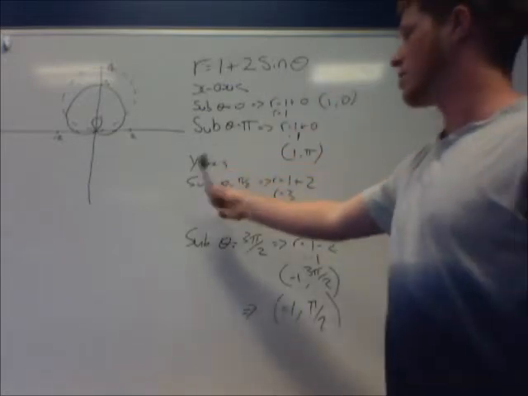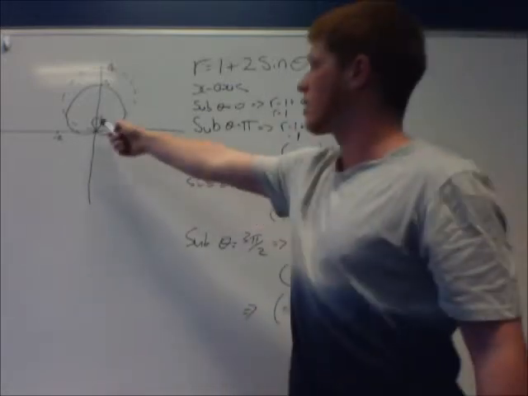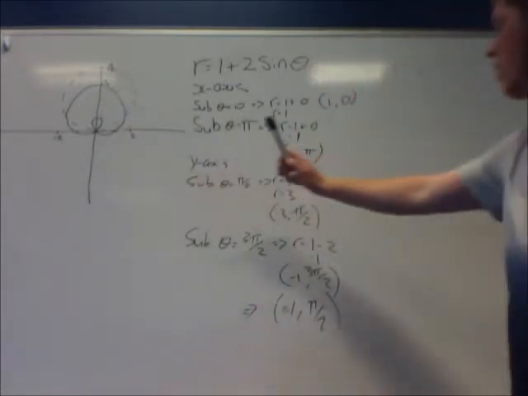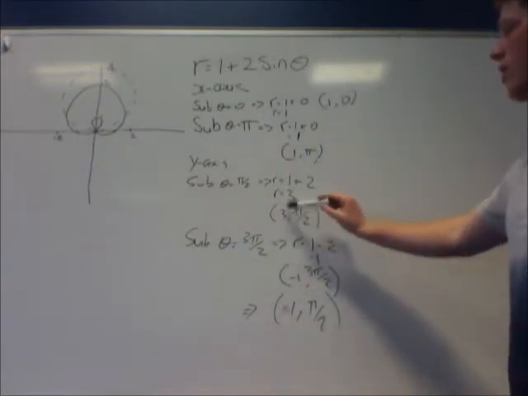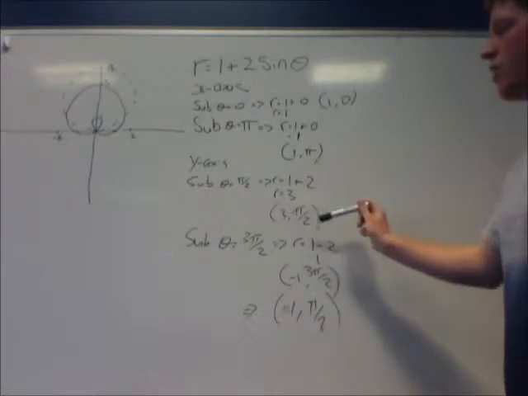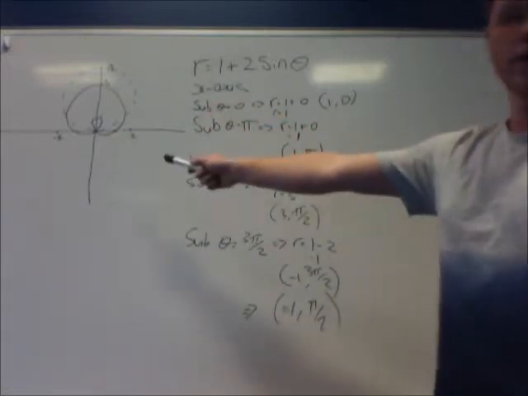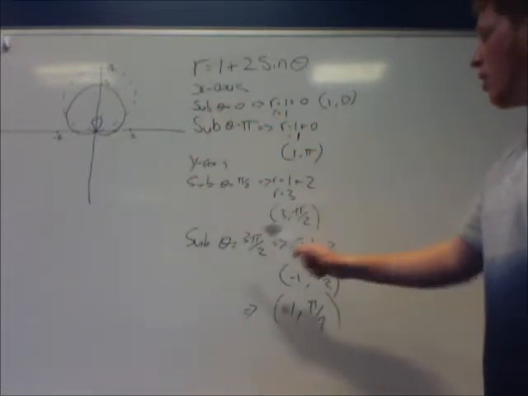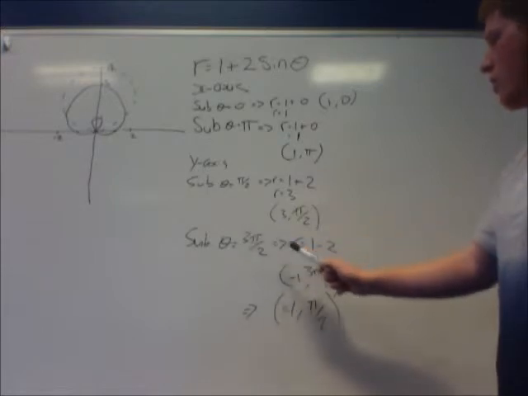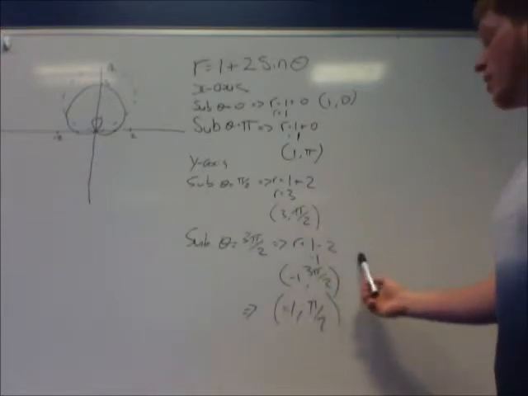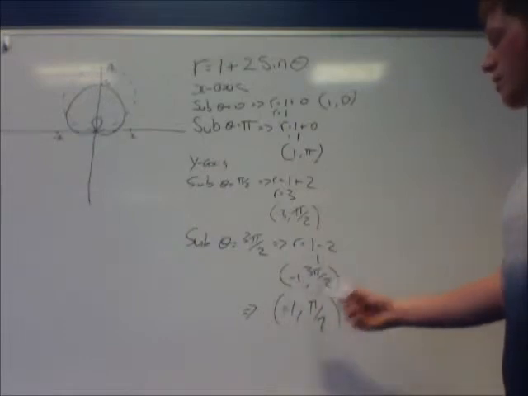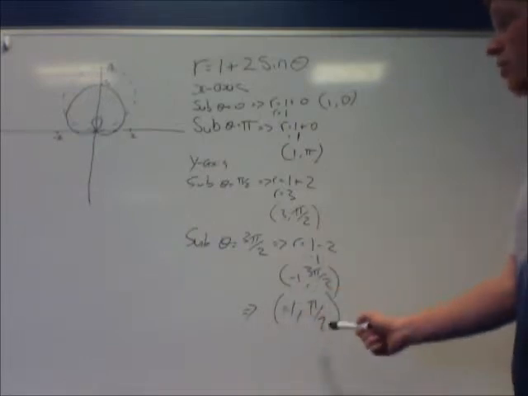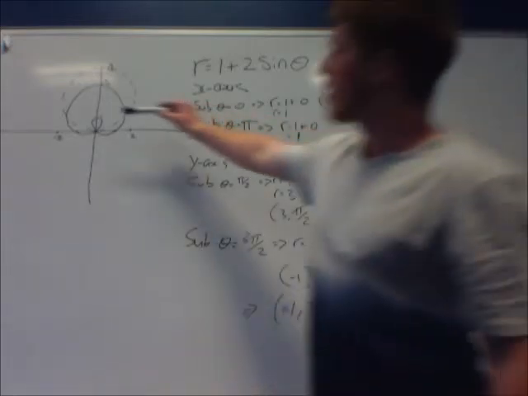Then for the y-axis, we sub in pi on 2, that's the y-axis in the positive direction, and then that gives you r equals 3, and that makes the coordinates 3, pi on 2. And then for the y-axis in the negative direction, we sub in 3 pi on 2, so you get r equals 1 minus 2, which gives you -1, and that makes the coordinates -1, 3 pi on 2. Since it's a negative radius, you just make it 1, pi on 2, which is back in the positive direction, and that gives you this point here.